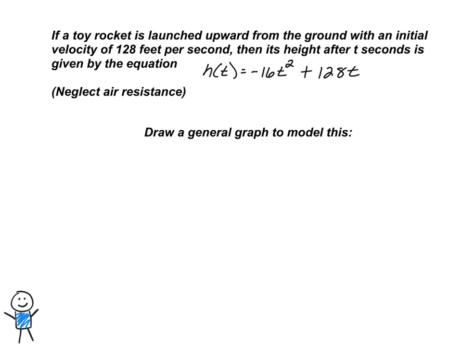All right, let's actually do an example now. If a toy rocket is launched upward from the ground with an initial velocity of 128 feet per second, then its height after t seconds is given by the equation h of t, which is just function notation, equals negative 16t squared plus 128t. And we're neglecting air resistance. It says draw a general graph to model this.